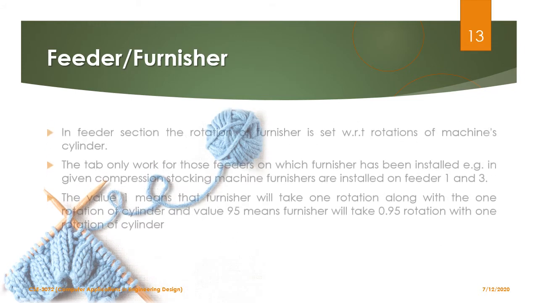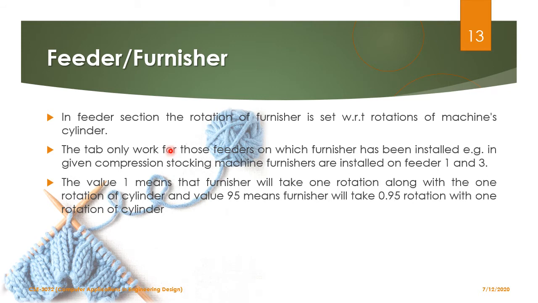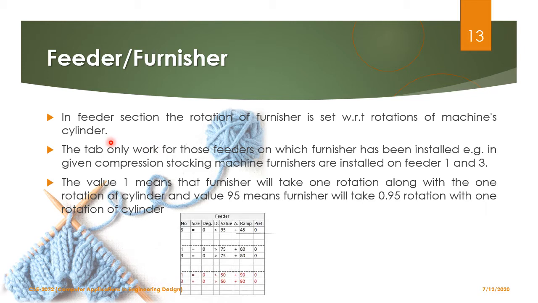Feeder or furniture. A feeder column is also present in the software which adjusts the rotation of furniture with respect to the rotation of cylinder. Here the value is entered in the value column which adjusts the value of rotation of furniture with respect to cylinder. For example, if value is 1, the furniture will take up 1 rotation along with the 1 rotation of cylinder, or if the value is 95, the furniture will take 0.95 rotation along with the 1 rotation of cylinder.